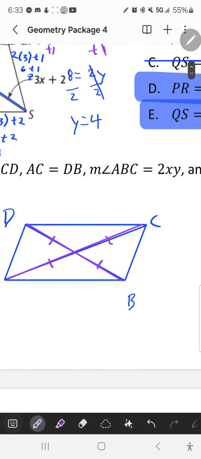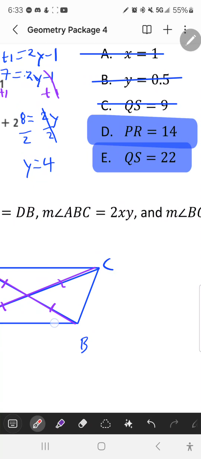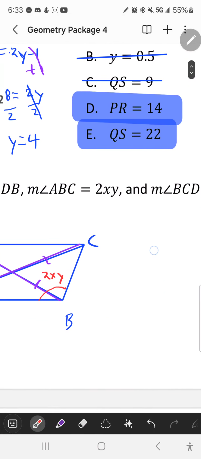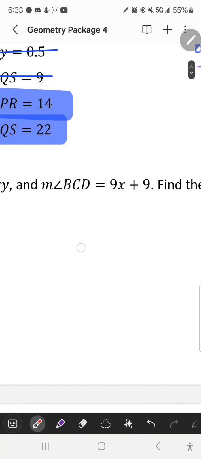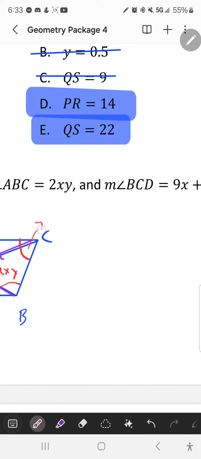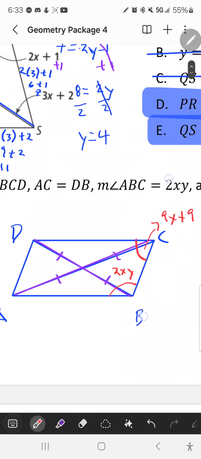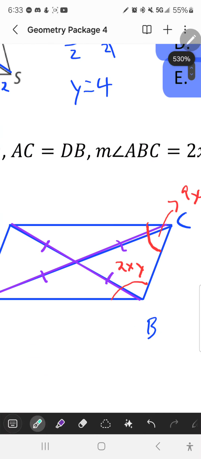Now, we have that angle ABC, this whole angle here, equal to 2xy. And angle BCD, I'm so sorry, BCD, equal 9x plus 9. Find the value of y. Now, this is something that you actually need to know the properties for. There's no way you can do it without knowing very well the properties.